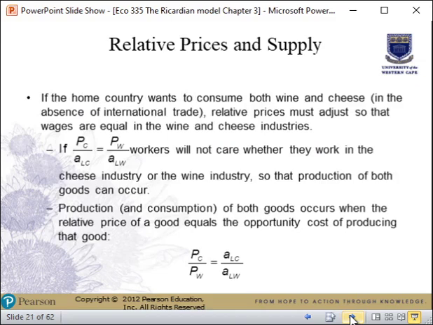In autarky, that is, a situation where there is no international trade, the home country will have to produce both goods for itself. However, for it to do that, the relative price of cheese in terms of the price of wine should adjust to equal its opportunity cost. This is because workers will be willing to work in either sector or industry, since they both maximize their earnings. Therefore, we can conclude that in autarky, the relative price of both goods is equal to the relative unit labor requirement.